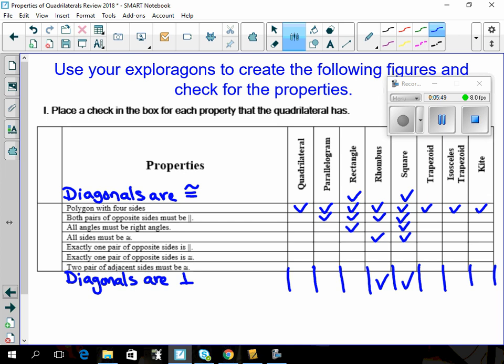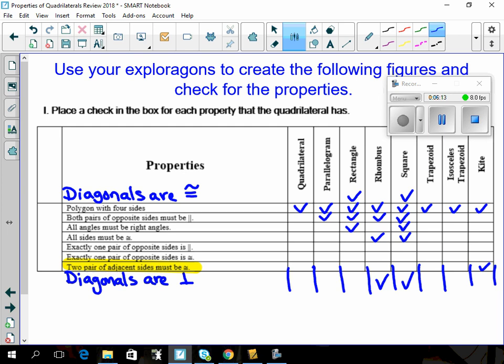That's true for a rhombus. This is kind of an odd one, and thank you for asking about that. This one is really talking about a kite, because adjacent means they touch. So the top sides are the same and the bottom sides are the same. So really that property is just referring to a kite. That's why I had it there.